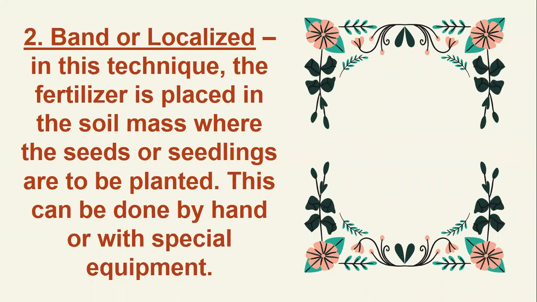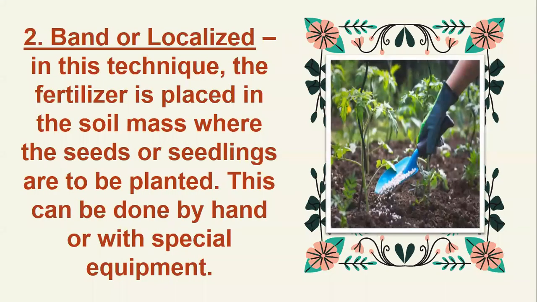Number 2, this is the band or localized. Okay, see? In this technique, the fertilizer is placed in the soil mass where the seeds or seedlings are to be planted. This can be done by hand or with special equipment, as shown in the picture.